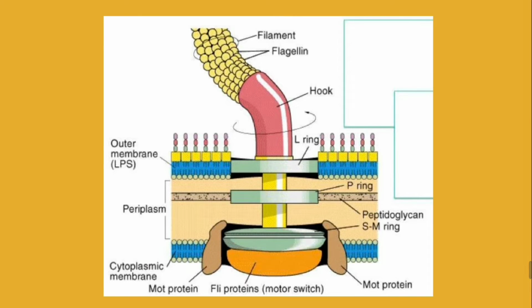This is the image of flagella attached to the bacteria. This is the basal body, cytoplasmic membrane. This is the hook attached with the outer membrane and periplasmic layer. These are the rings, bearings used for motility.